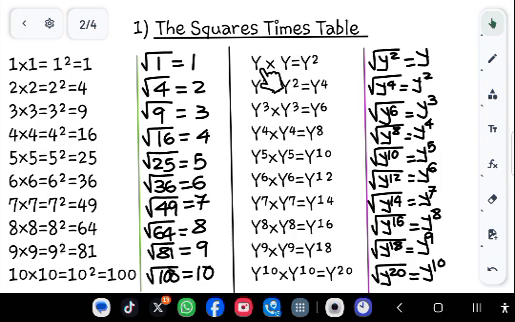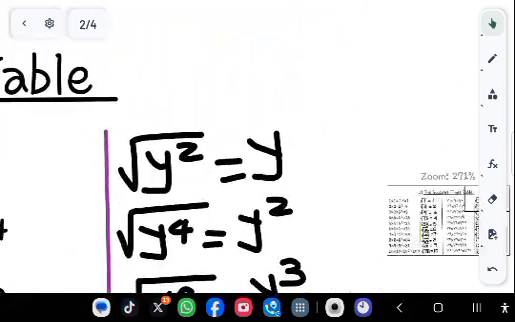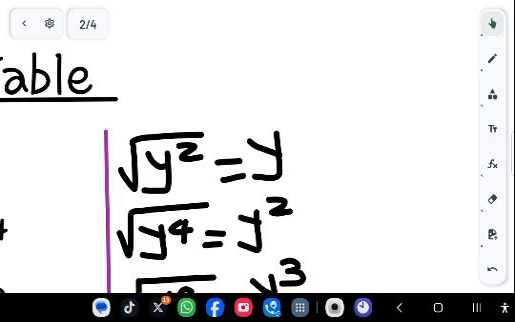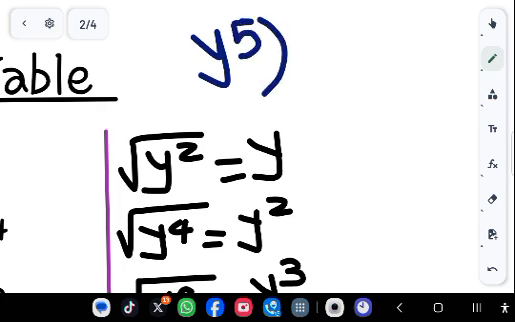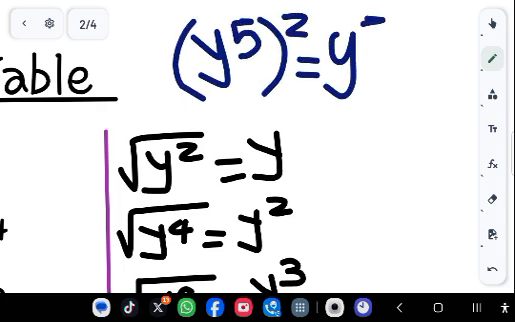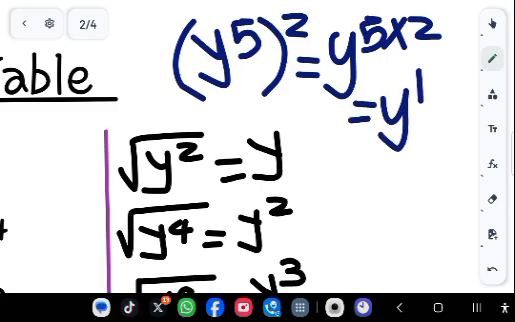Now if you multiply y by y, that gives you y to the power of 2 or y squared. Using the rules of exponents, if you multiply y to the power of 5 times y to the power of 5, that will give you y to the power of 10. Now notice that y to the power of 10 is simply y to the power of 5, raised to the power of 2. It's the same thing. Let me show you exactly what I'm talking about. Y to the power of 5 raised to the power of 2 becomes y to the power of 5 times 2, which is equal to y to the power of 10.